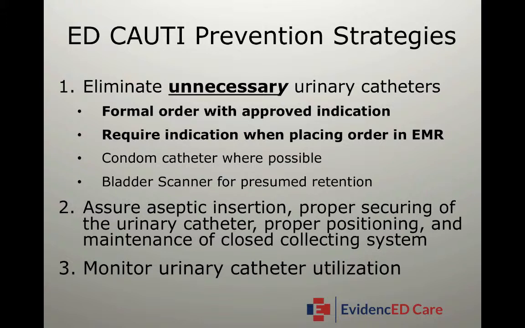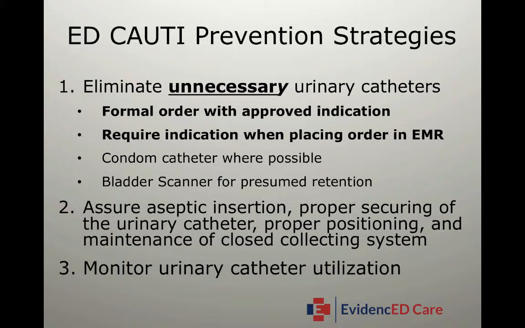And there is a listing of appropriate indications for urinary catheters that has been put forth by the CDC, and so we're recommending that policies be put in place in which there be formal physician orders that have to list the appropriate indication prior to the insertion of the urinary catheter, and that this process be integrated into the electronic health record at that site. We'll talk more about that in just a moment. Other best practices include use of condom catheters and bladder scanners when possible.